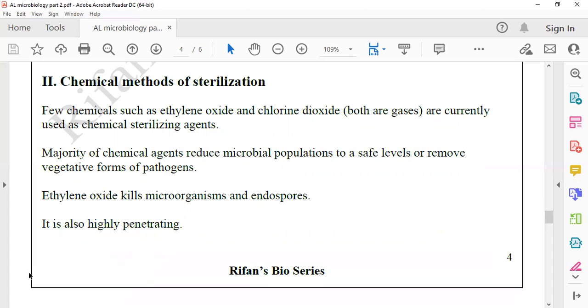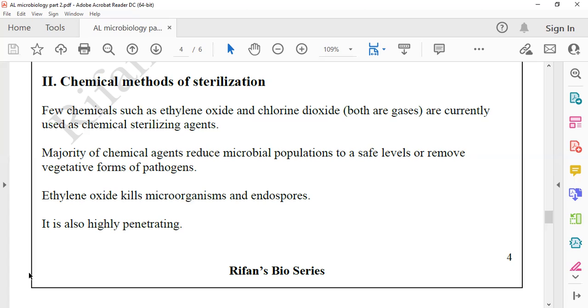Right? The majority of the chemical agents, your book says, reduce the microbial population to a safe level or remove the vegetative forms of the pathogen. So this is the overall idea: the microbial population will be decreased, and vegetative forms will be removed.